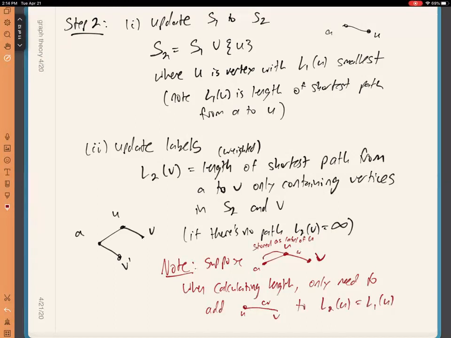because the length of the shortest path from A to U in S2 is just the length of the path that we already knew. And so the key point which makes this algorithm efficient is that we already knew this information, and we just have to add one number to this bit of information to update the label for V. We don't have to look through the whole graph to get to V to update the label.